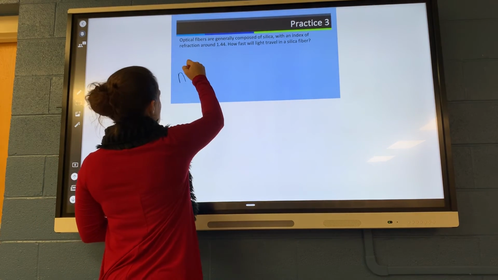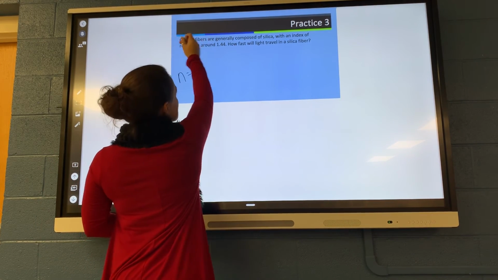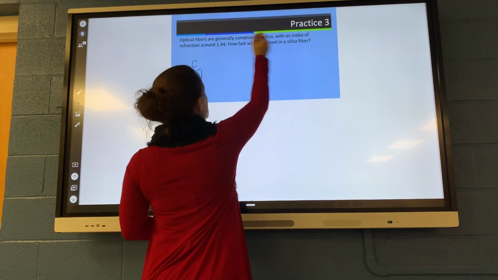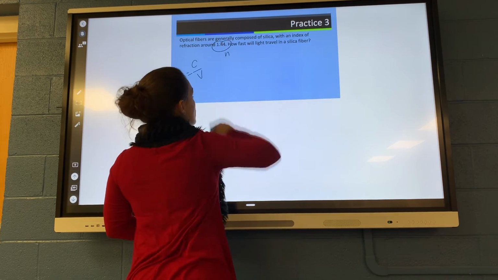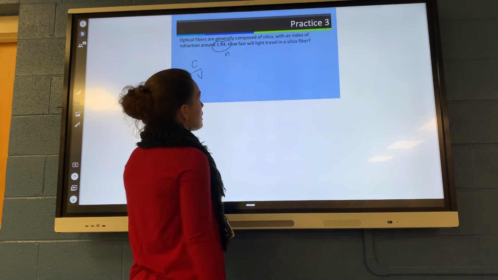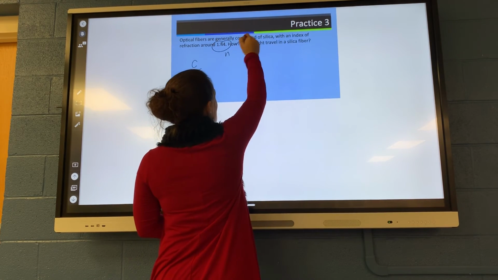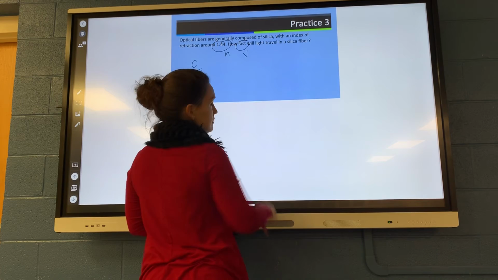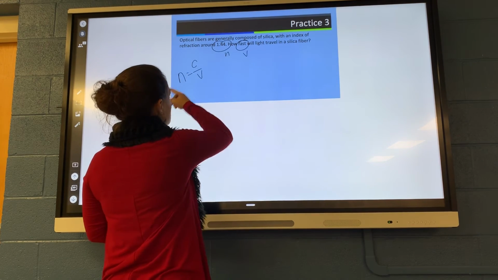All right. And then this one takes it another way, right? We have n equals c over v. It says they are composed of silica with an index of refraction of 1.44. That is our n. All right? How fast will it travel? We want to know the speed. All right? So now we're going to plug it in a little differently.